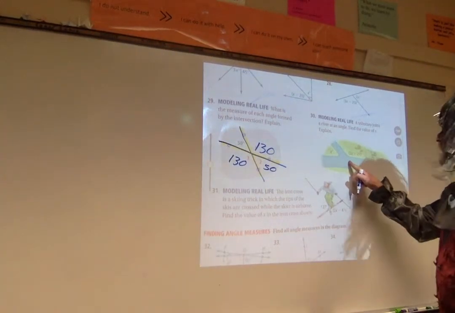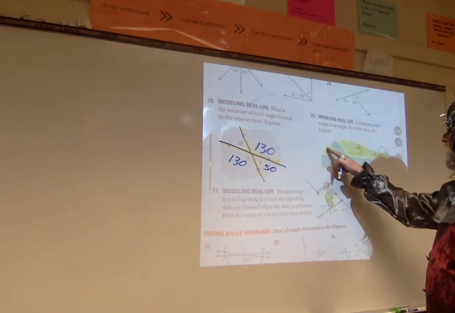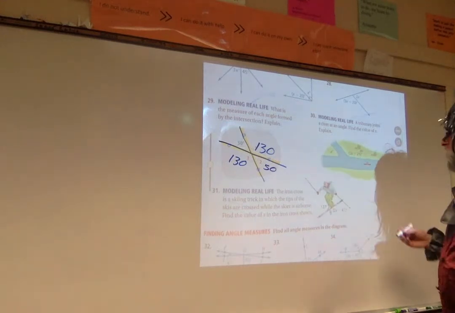Number 30. A tributary joins a river at an angle. Find the value of x. Well, that's a straight line. They're supplementary angles.